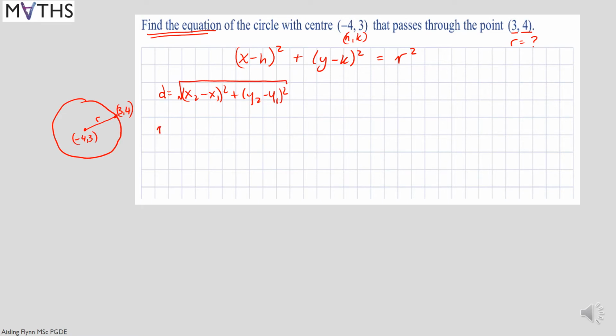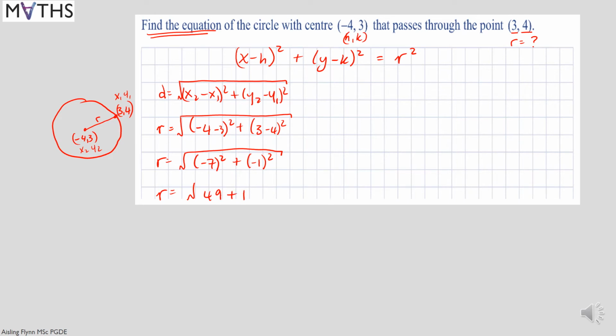So r will be equal to, using the point provided and the center, let's use this point as x1, y1 and this one as x2, y2. So we'll have (-4 minus 3) squared plus (3 minus 4) squared. In the bracket there we'll have minus 7 that needs to be squared, and we'll get minus 1. So r will be equal to the square root of 49 plus 1, and r will be the square root of 50. And also for our formula, r squared will be 50. So that's the preliminary work done for us.